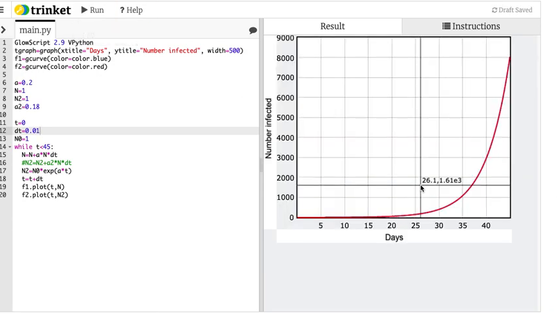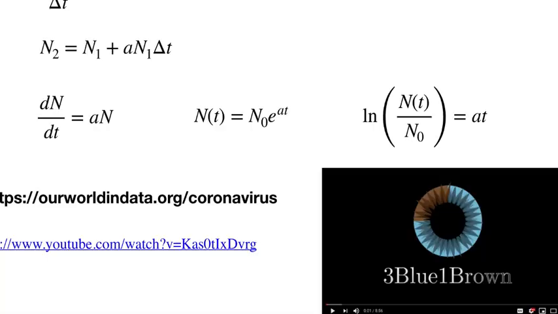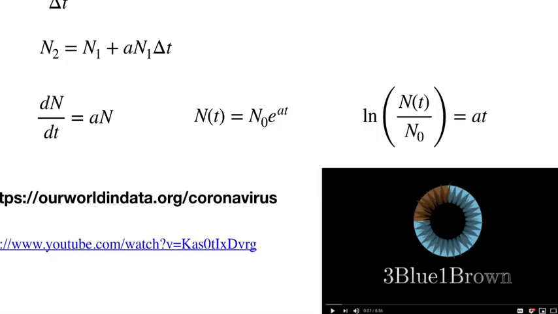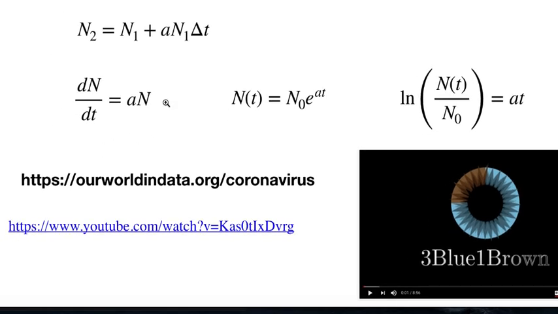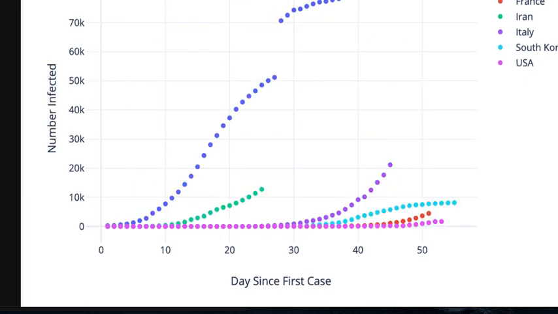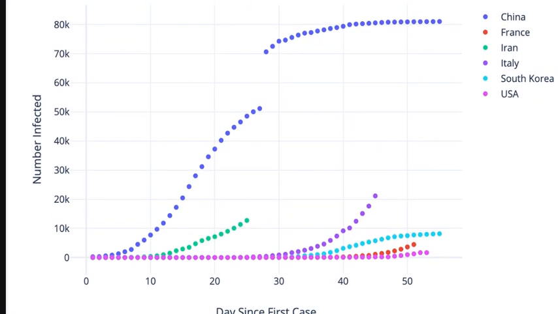Okay, so that is important, because that's how we're going to deal with real data. Let's look at real data. The real data is right here. I got it from ourworldindata.org/coronavirus. And that's not it. That's it. Okay. So this is some of the countries.